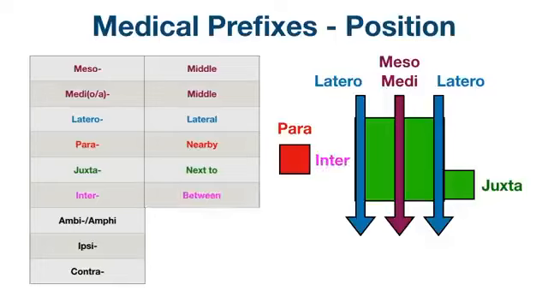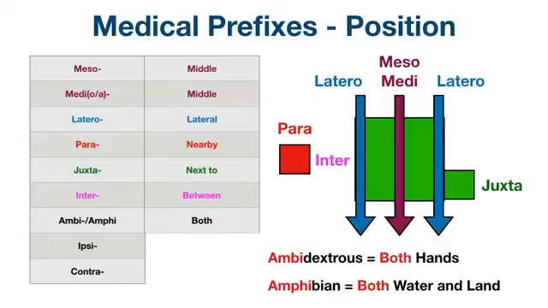Next we have inter, which refers to between. Make sure to not confuse inter with intra or intro, which means inside. Ambi or amphi mean both or both sides. You can remember ambi and ambidextrous, which is the ability to use both hands equally well, and you can use amphi and amphibians, which live in both the water and on land throughout their life cycle, and these terms will help you remember both. Finally, we have ipsi, which means the same, and contra, which means against.